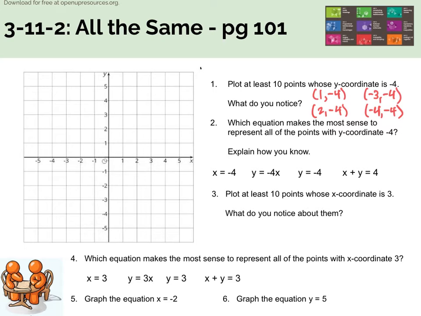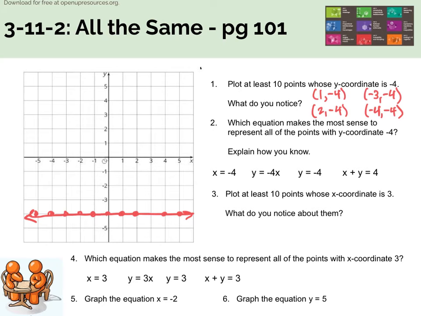Let's go ahead and graph those. At my 1, I should have -4. At my 2, -4. -3, -4. -4, -4. Let's do 5, -4. So 1, 2, 3, 4, 5. Then -5, -4. -2, -4. -1, -4. What about 0? Oh, 0 is still -4. What do we notice? Well, I personally notice this makes a line.